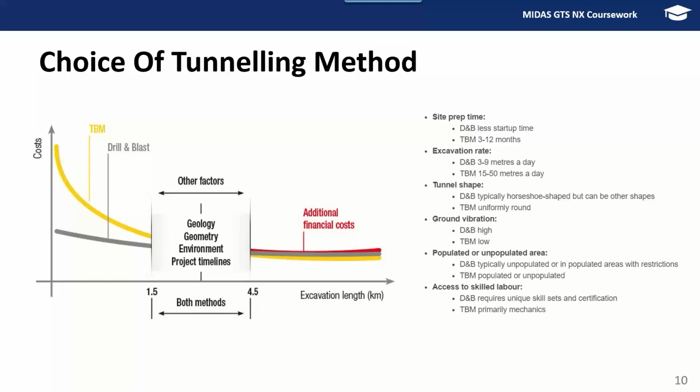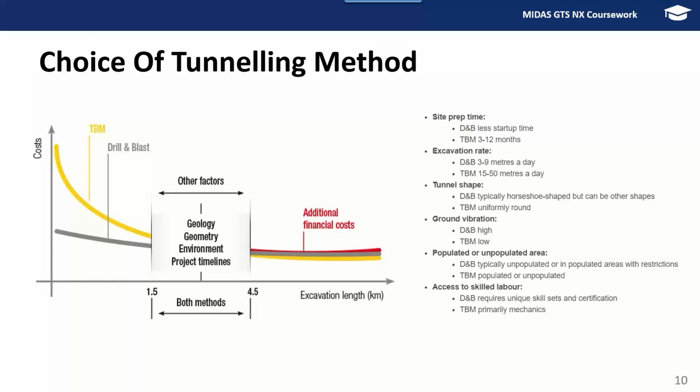In terms of differences for DNB or the NATM method in comparison to the TBM, in terms of site prep time, DNB takes very little time to prep, and you can directly start with drilling after the survey has been done. But for TBM, there are a lot of things that need to be considered, like you have to create a shaft to put down the TBM, and then there is the assembly time for the machine. These are various factors that influence the prep time for the site. And in terms of excavation rate, TBM can be much faster than DNB, depending on the type of strata that it is going through.